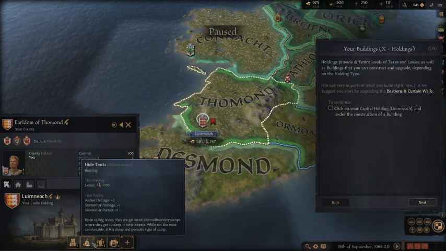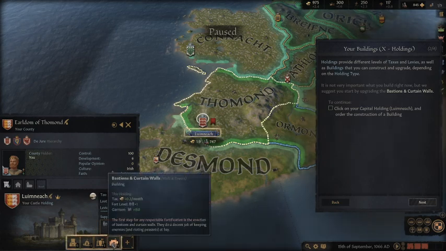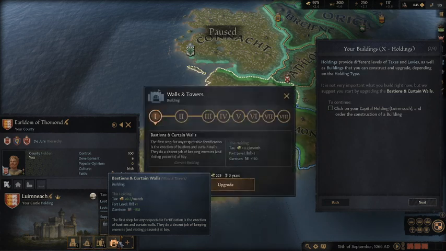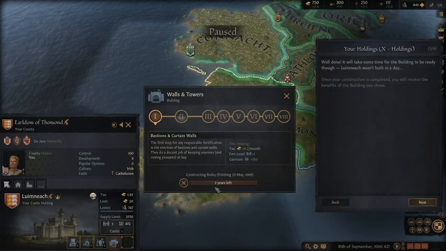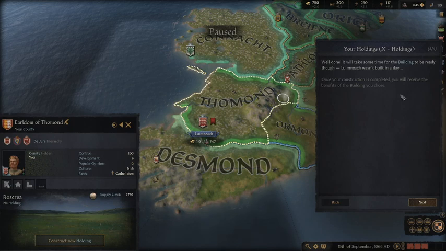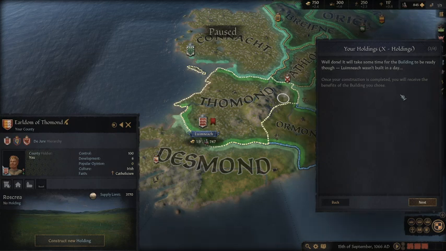Looking at towers, hightents, wooden barracks, bastions and curtain walls, there we go. Gonna upgrade that, it'll take 3 years, but we'll get up to level 2. Well done, it will take some time for the building to be ready, though. No, Rome wasn't built in a day. Once the construction is completed, you will receive the benefits of the building you chose.